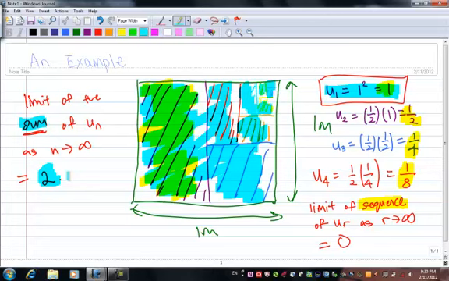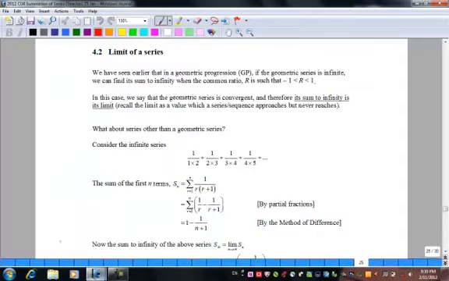So I hope this example has clarified the difference between the limit of a series and the limit of a sequence. So let's enter the lecture notes and identify for ourselves how exactly we can determine the limit of a series.